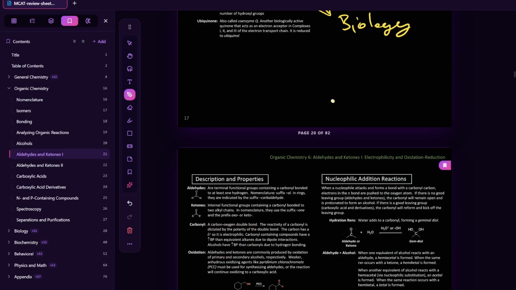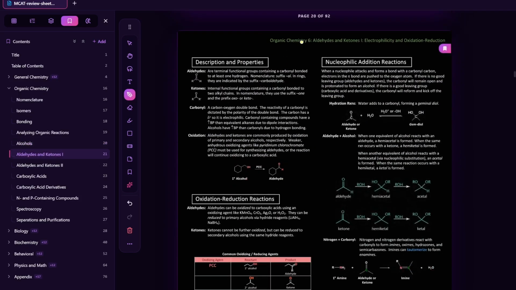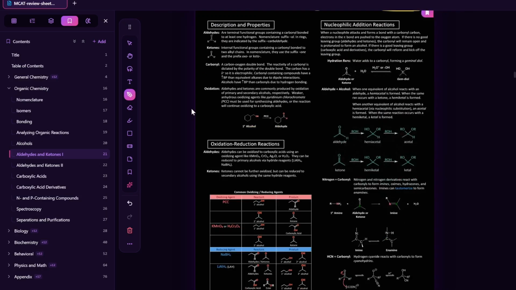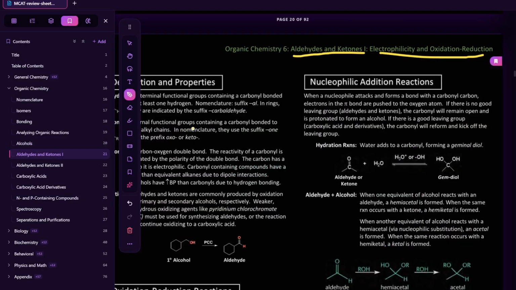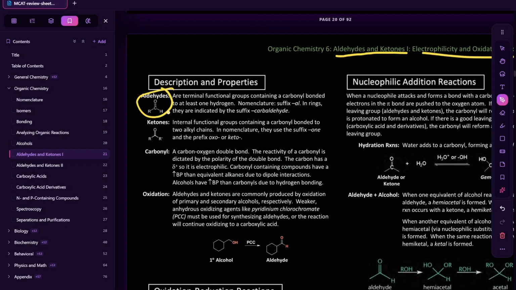Now we can go on to also deprotection. You can think of it as the opposite of protection, right? Anyway, let's go into aldehydes, ketones, electrophilicity, and oxidation and reduction. The first thing we're going to start off with is the definition and properties. First, you're going to look at what aldehydes even are, and this is exactly what an aldehyde looks like. This is exactly what a ketone looks like.